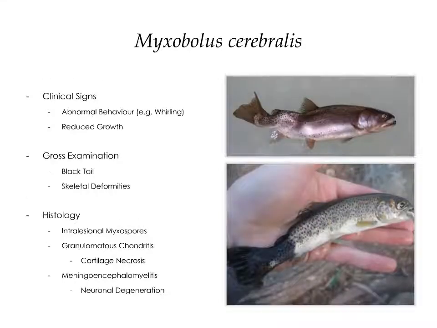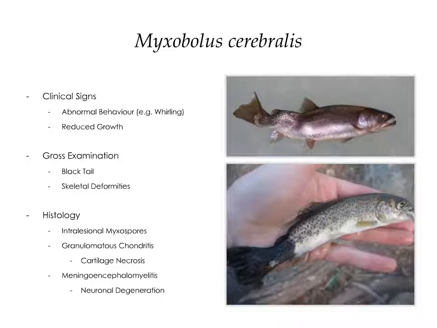Clinical signs associated with whirling disease include abnormal behavior and reduced growth. Examples of abnormal behavior include whirling. On gross examination, characteristic lesions include a hyperpigmented tail and skeletal deformities.